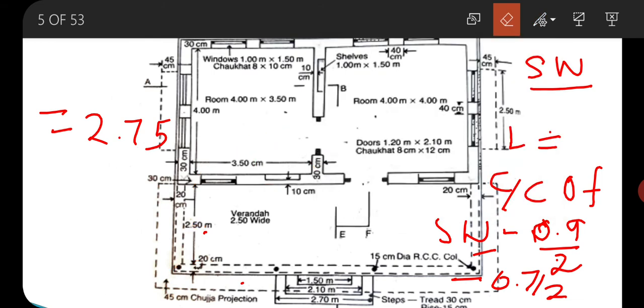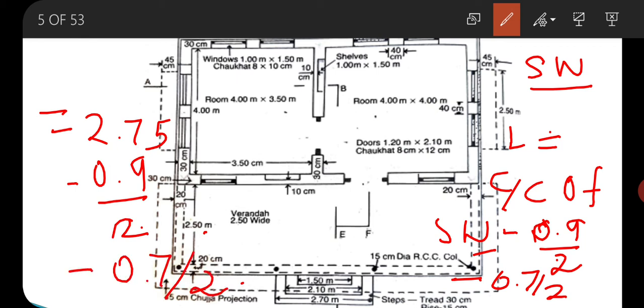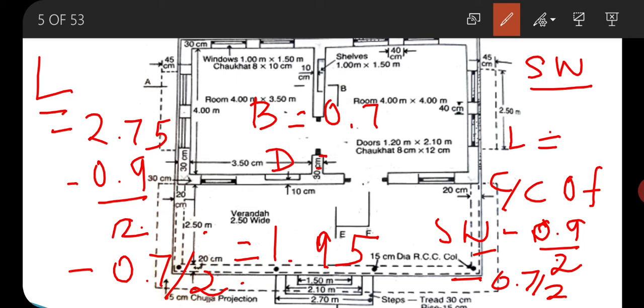So from 2.75 we will subtract, for one side, 0.9 by 2 and from the other side 0.7 by 2. So this will be equal to 1.95. Clear? Then this is the length. The breadth will be equal to 0.7. Depth will be equal to 0.3. Clear?